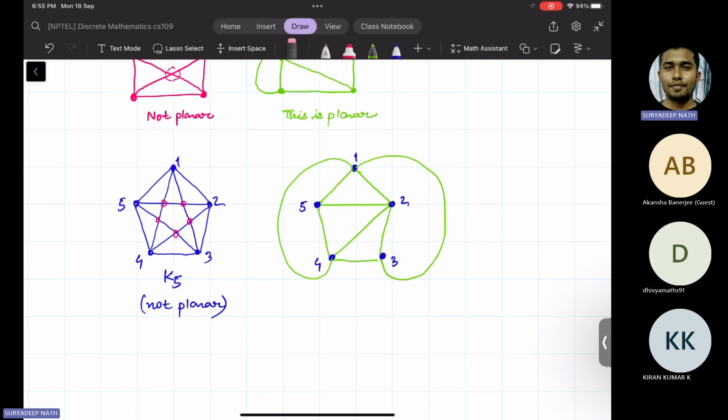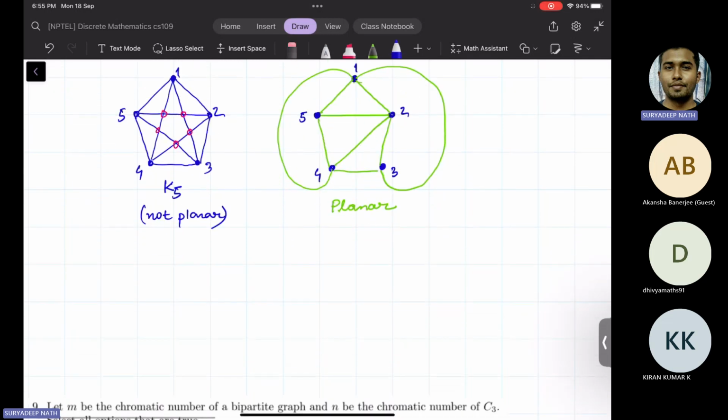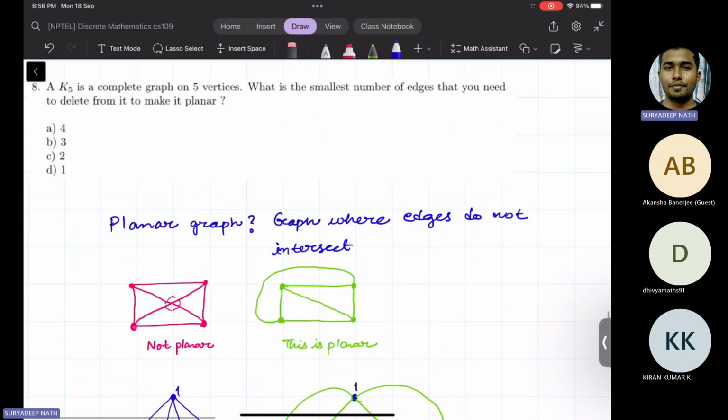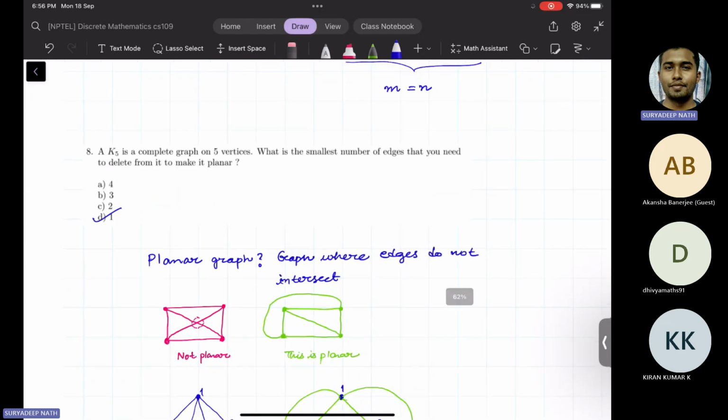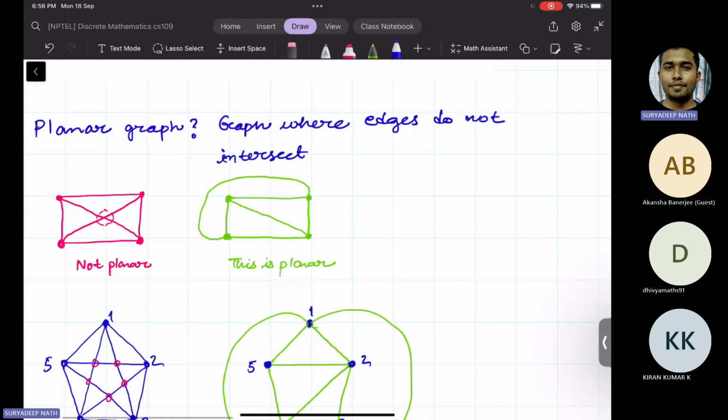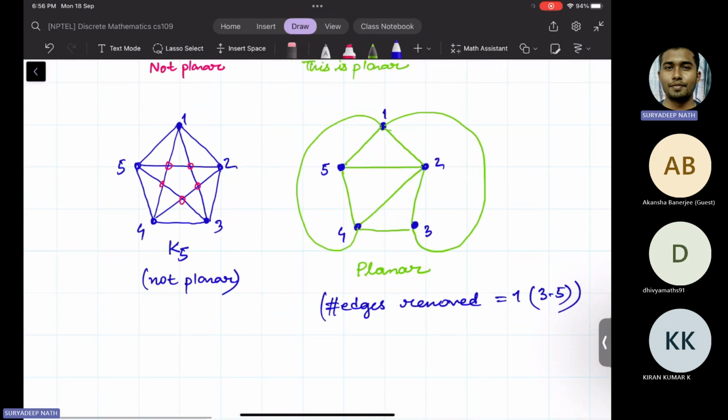So this is planar, no intersection as you can see. So how many edges did I remove? Edges removed equal to 1. Which edge? That is the 3, 5 edge. So the right answer for this question is D. If we remove only one edge from K5, it would become a planar graph.